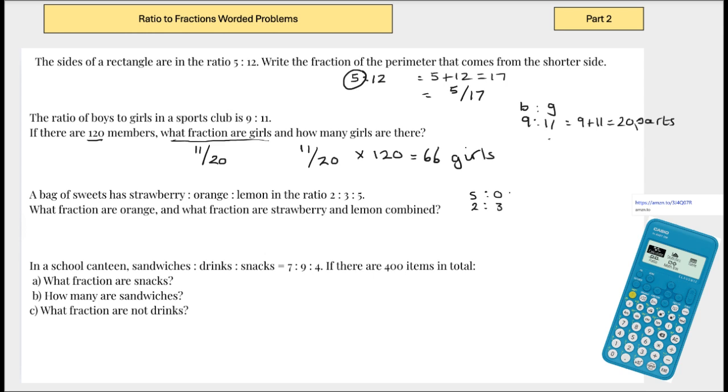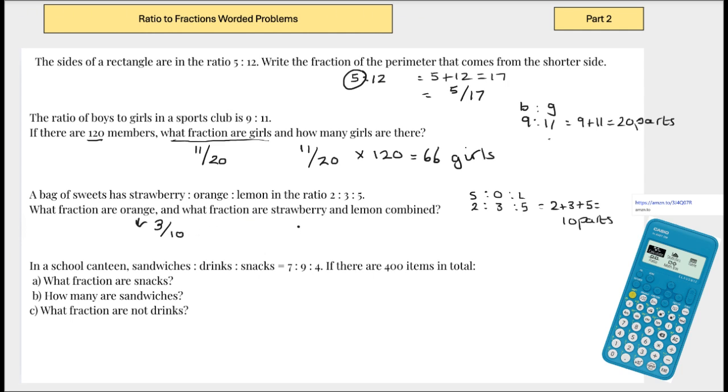And I've got my lemon, which is here. Step 1, as you know by now, add them all up. 2 plus 3 plus 5 equals 10 parts. Right, we've got our 10 parts. So, what's the question? What fraction are orange? Come on, we should all know that. It's nice and easy. It's going to be 3 over 10.